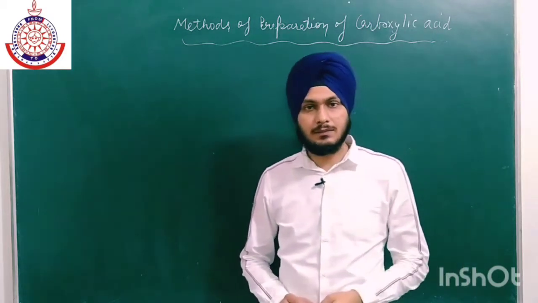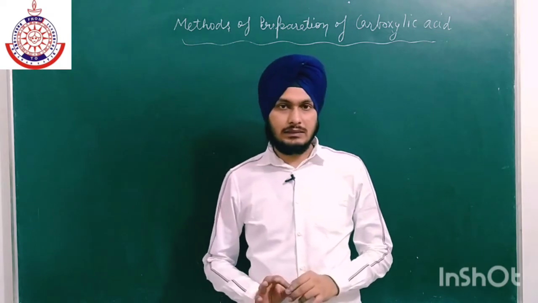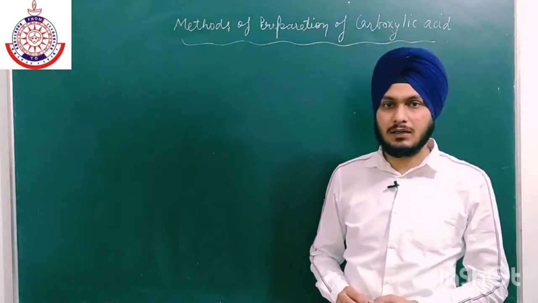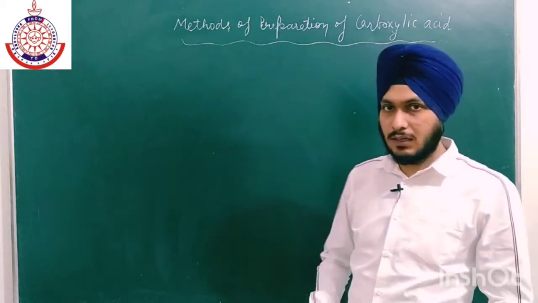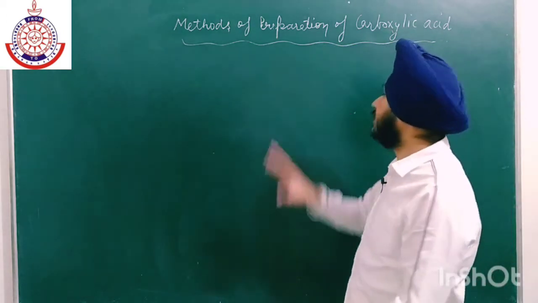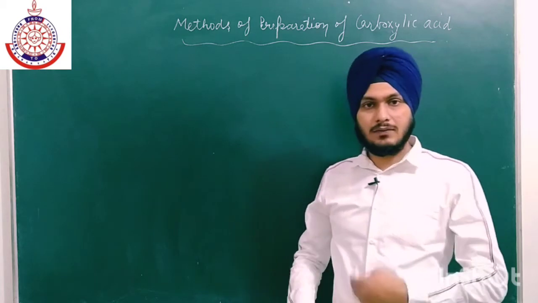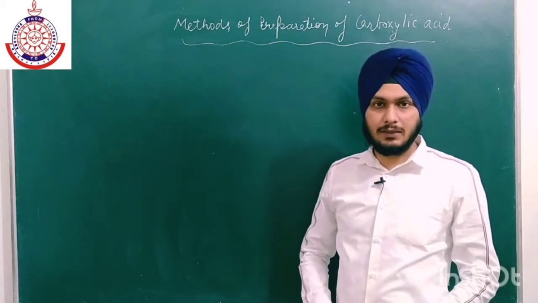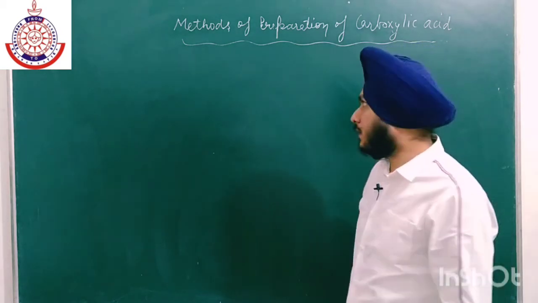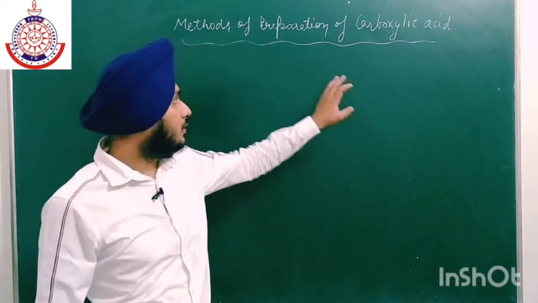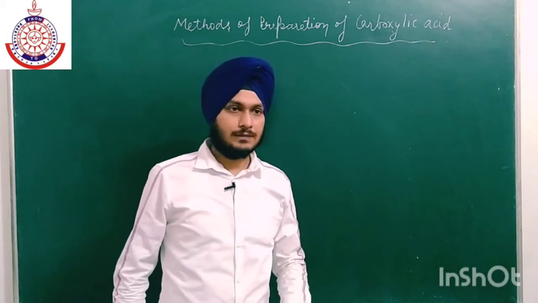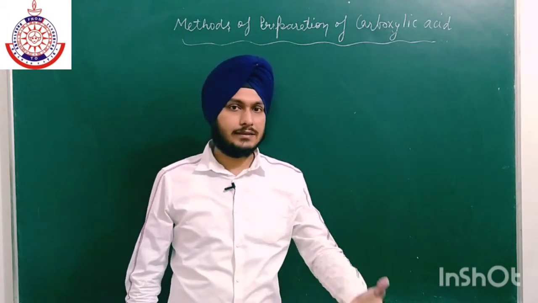So, in the previous lectures, we have already covered our aldehyde and ketone part. So, let's move on to the carboxylic acid. I'm starting from the methods of preparation of carboxylic acid. Then we will discuss the physical and chemical properties. There are a lot of methods to prepare carboxylic acid from alcohols, aldehyde, and ketone.